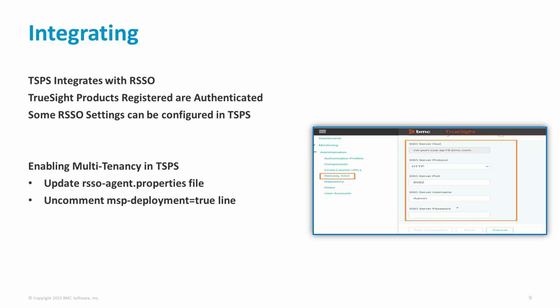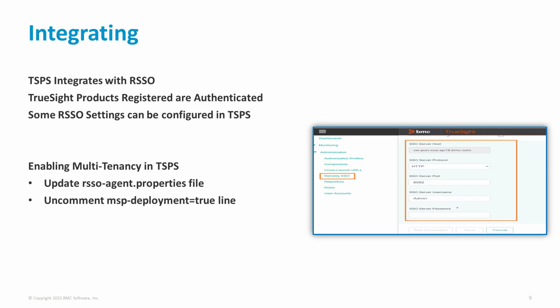You have another feature, that is multi-tenancy in TSPS. In order to have multi-tenant TrueSight Presentation Server configurations, you can update the RSSO agent properties file, which is located on your TSPS server. You need to set this MSP deployment flag as true.